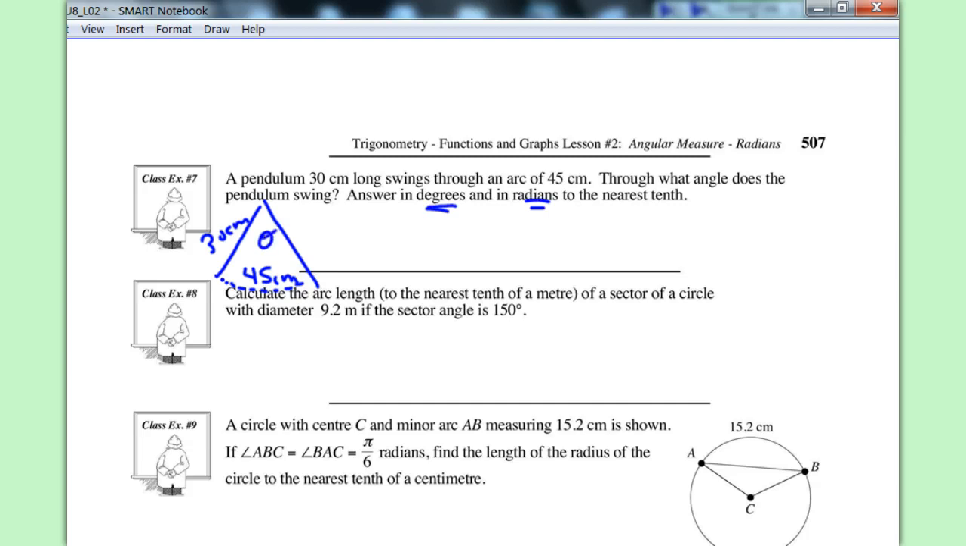Well, I can see what I've got is a radius of 30 centimeters, and an arc length equal to 45 centimeters. Therefore, if I use my formula, theta in radians is equal to arc length over radius, that's a pretty simple thing to do. 45 divided by 30 ends up being equal to 1.5 radians.